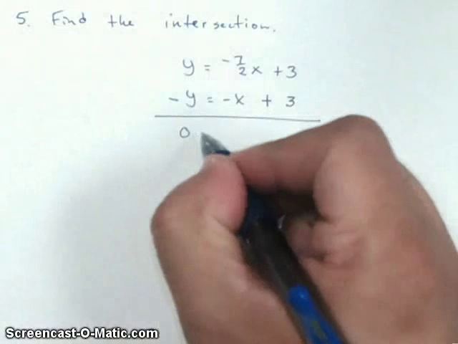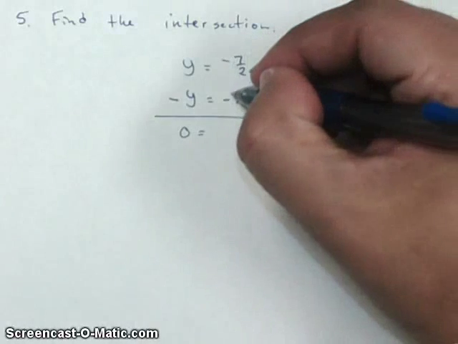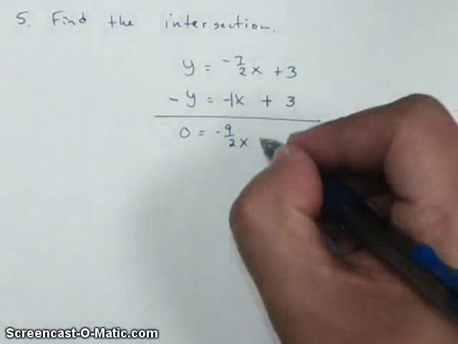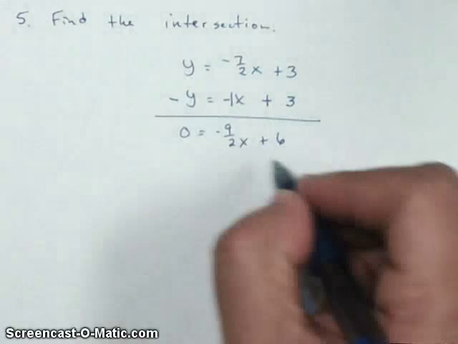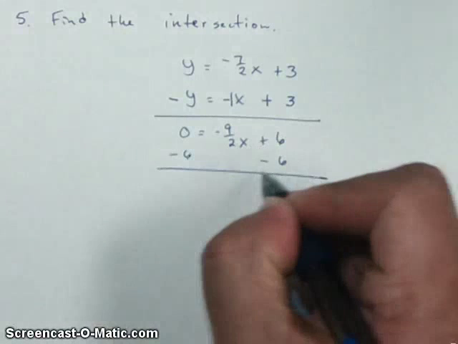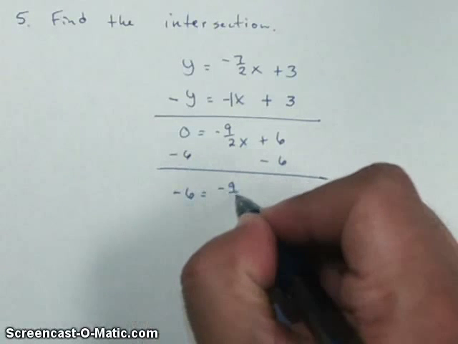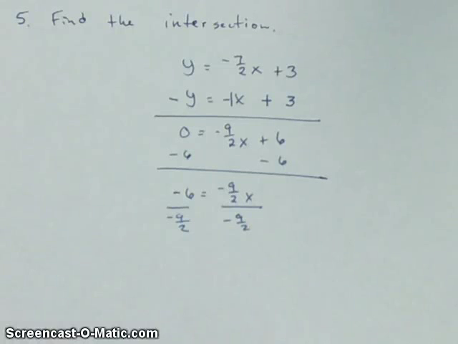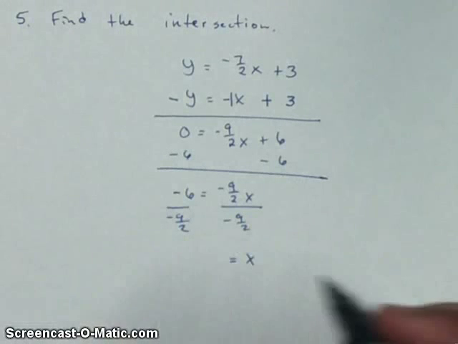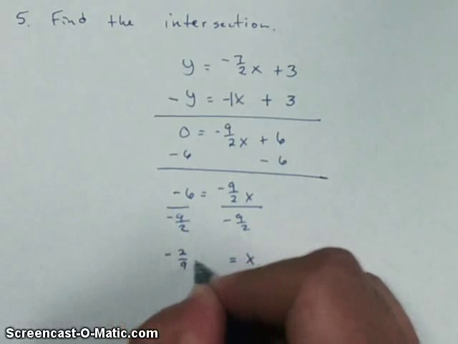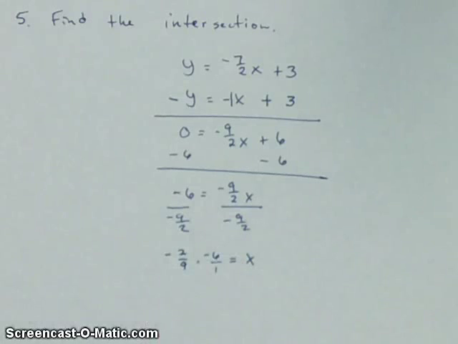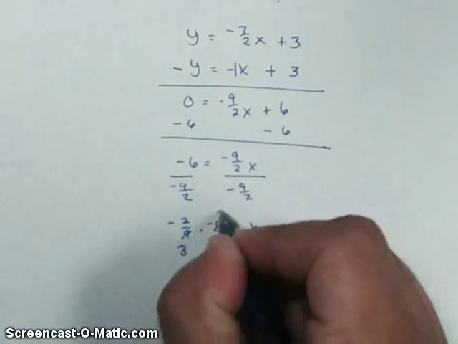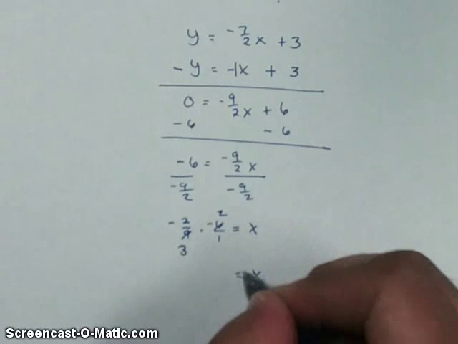So y minus y, that's 0. Negative 7 halves x minus x, remember there's going to be a 1 there, gives me a negative 9 halves x. And 3 plus 3 gives me 6. Now I'm going to solve by subtracting 6 from both sides, and I get negative 6 is equal to negative 9 halves x. Then I'm going to divide both sides by the negative 9 halves. This becomes negative 2 over 9 times negative 6 over 1. I can factor a 3 here and a 3 here, which leaves me a 2. So I get that my x value is actually 4/3.